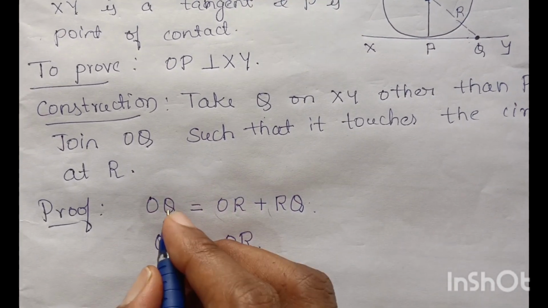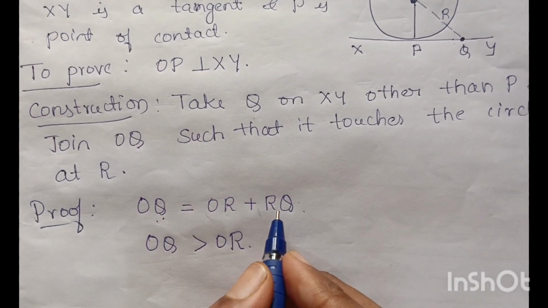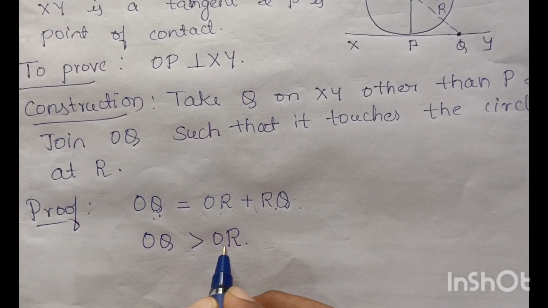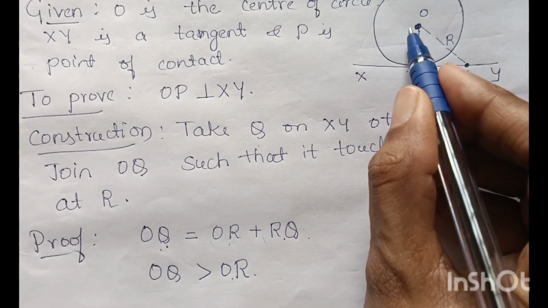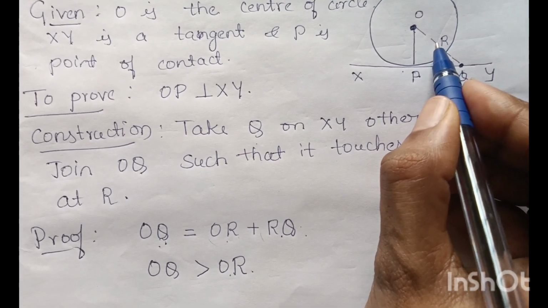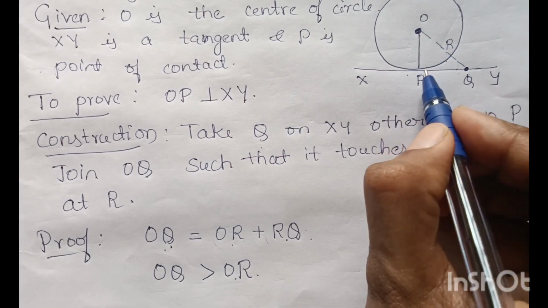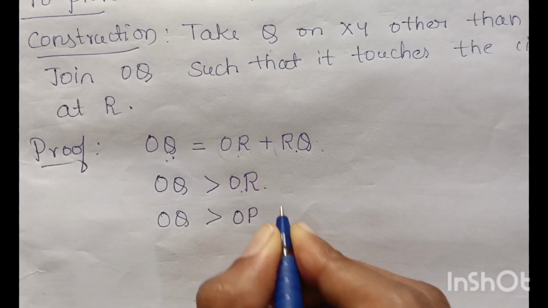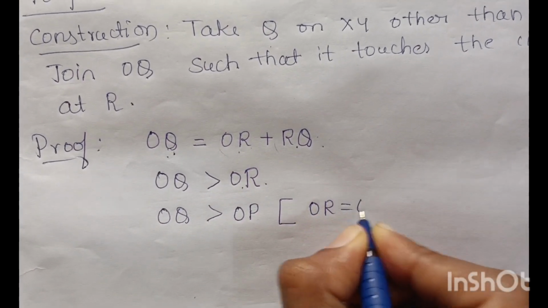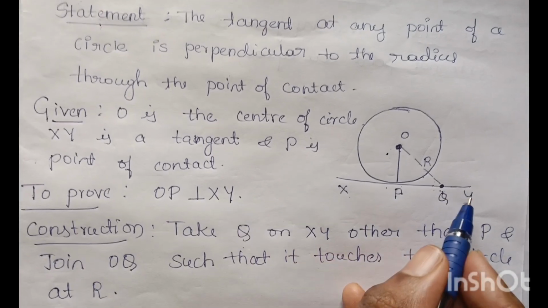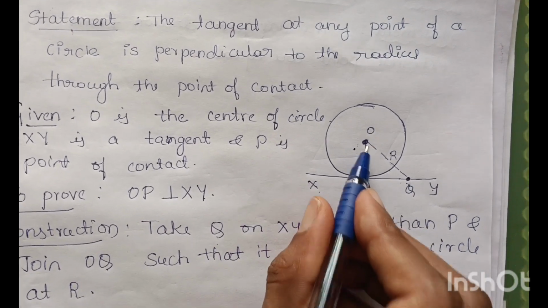Understood? This is one complete whole, obtained by a combination of two parts. So this whole is greater than a part. So OQ is greater than OR. Here OP and OR are both radii. We know that radii of a circle are equal. So in place of OR I can write OP. So OQ is greater than OP, since OR is equal to OP, both being radii of a circle. So I took one point Q on XY and what I got is OQ is greater than OP.